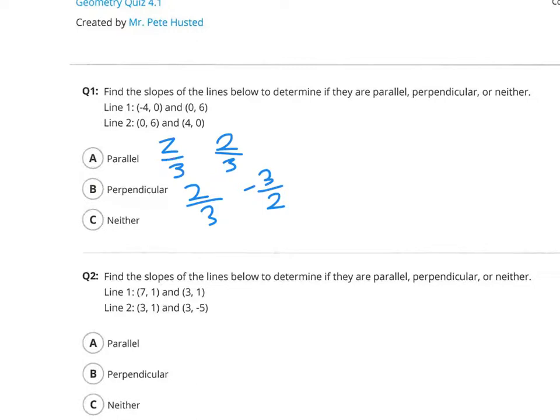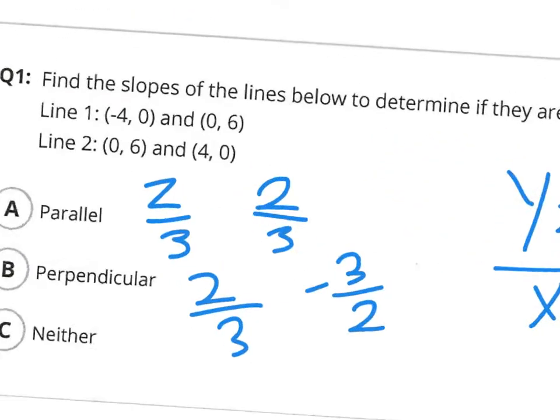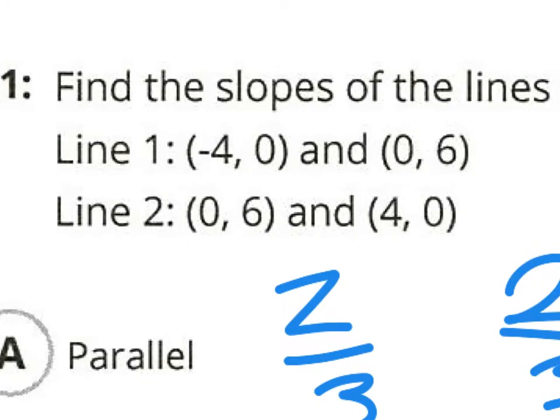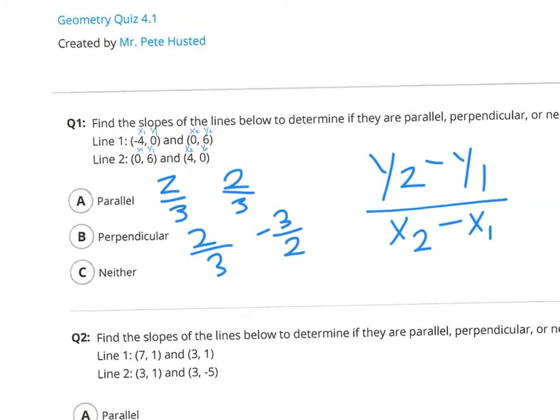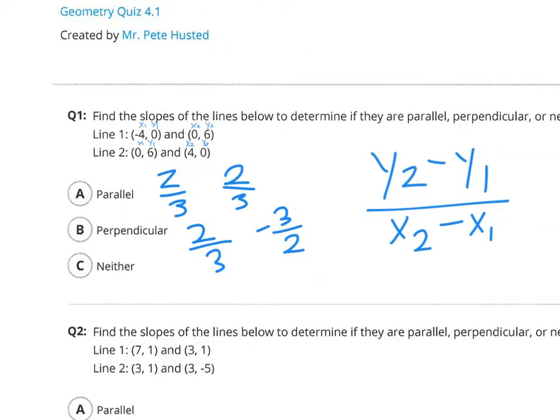And when you do this problem, remember you're going to use y2 minus y1 over x2 minus x1. And I would even go so far as to make sure you label your points. So when you do this, if I zoom in super close here, there's x1, y1, x2, y2, x1, y1, x2, y2. And plug them into your formula over here and determine what the slopes are.